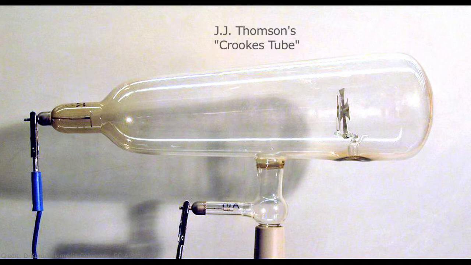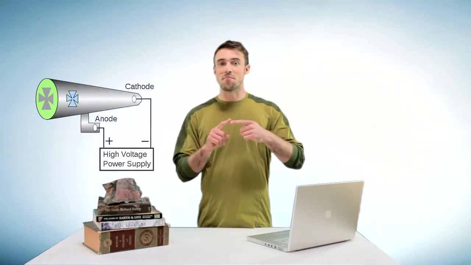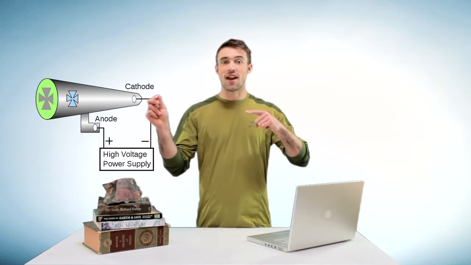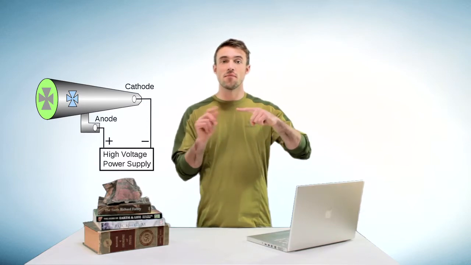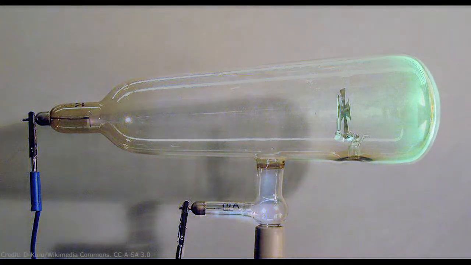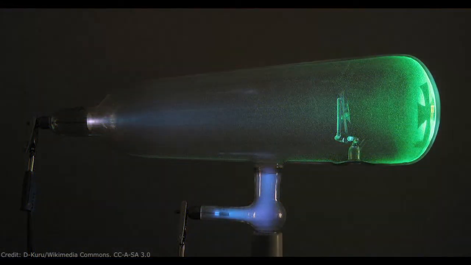And what happens is that something is emitted. There's a beam of something shooting straight out of the cathode. Now that's the negative terminal on the high voltage. It shoots straight out of the cathode and projects onto the other side of the glass. And the glass fluoresces. It glows green. So this is kind of weird.